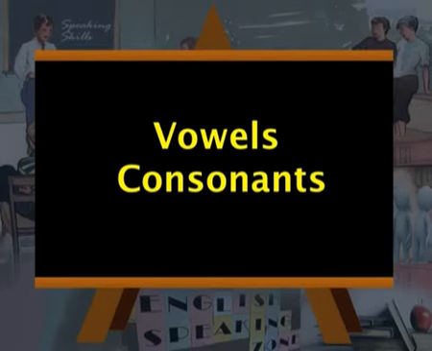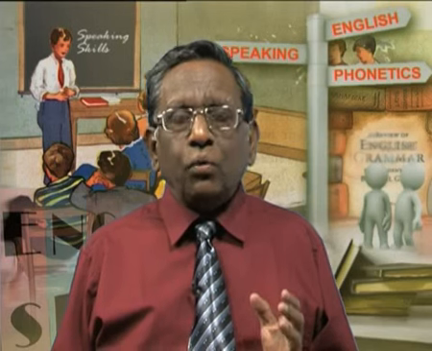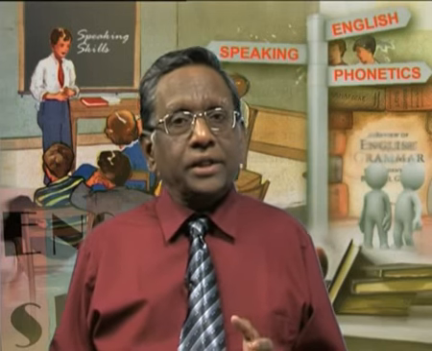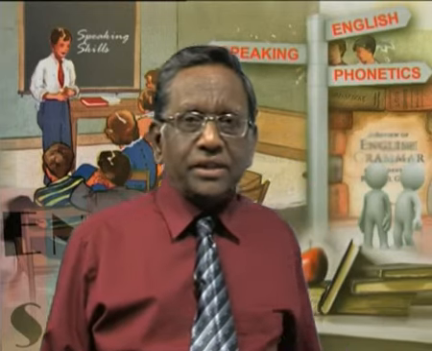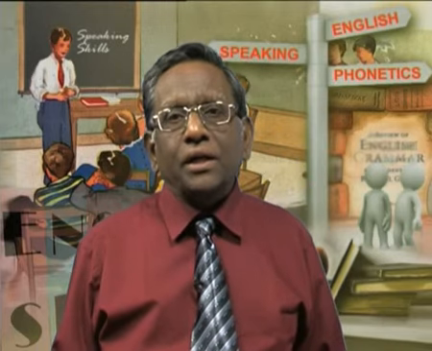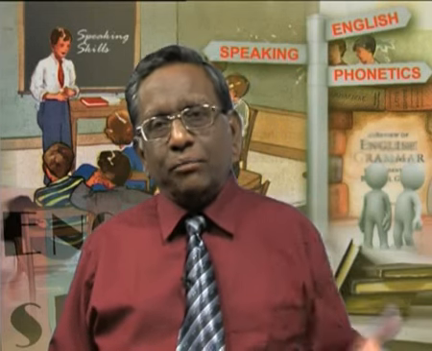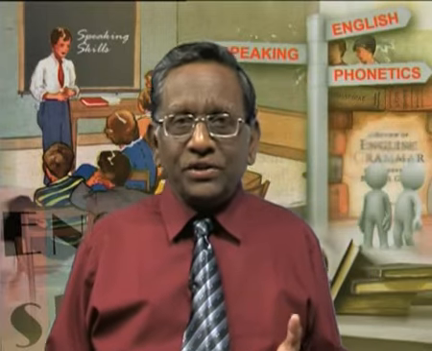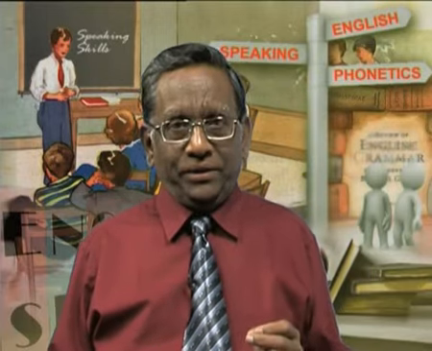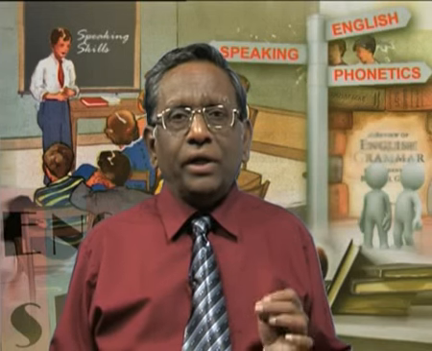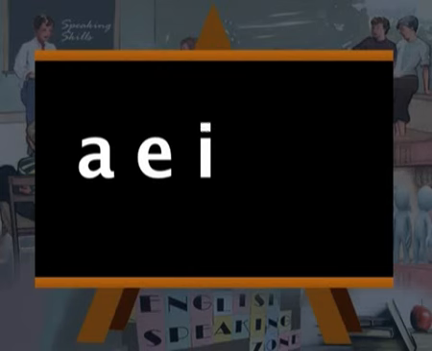There are certain English vowels, we need to know what these are, and there are certain English consonants. If somebody asks a simple question, how many vowels are there in English? A simple answer is 5 vowels. When we say 5 vowels, we are referring to the 5 vowel letters of the English alphabet, A, E, I, O, U.